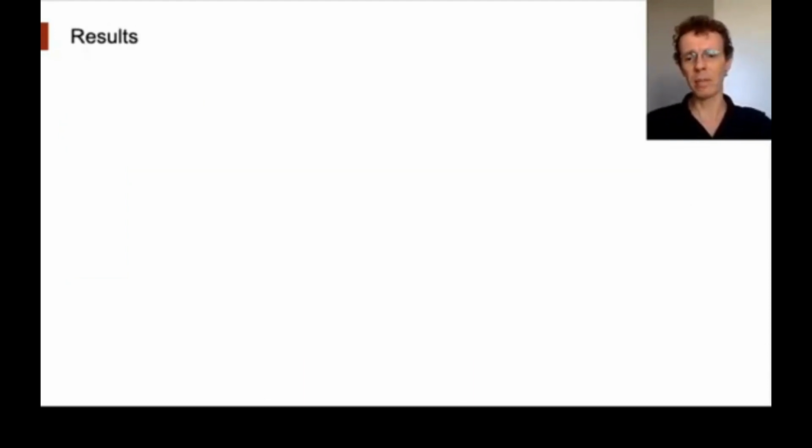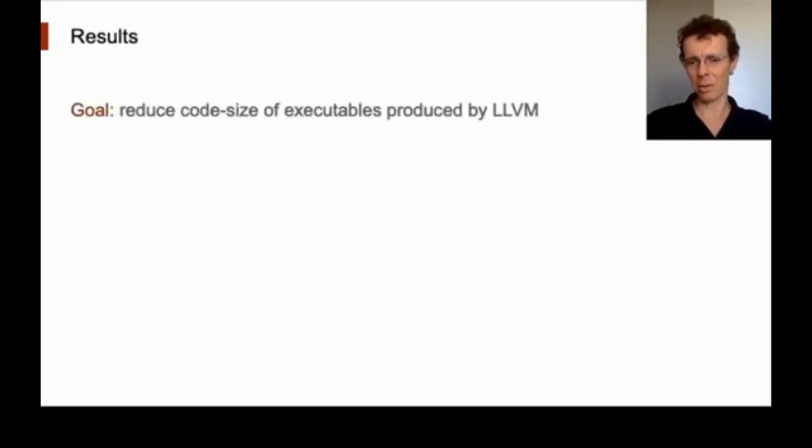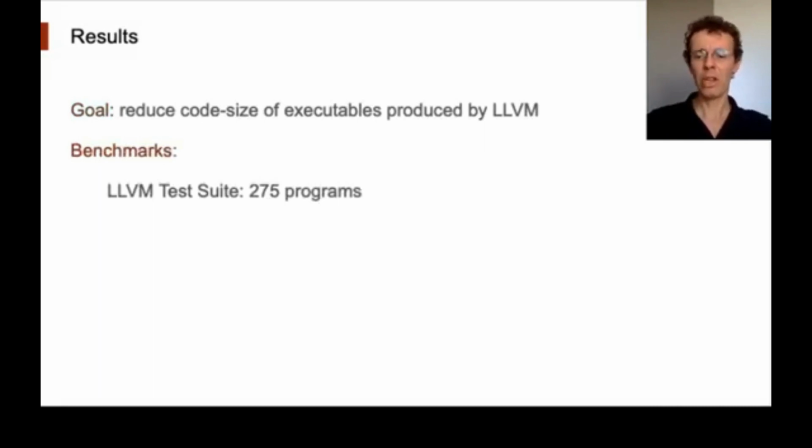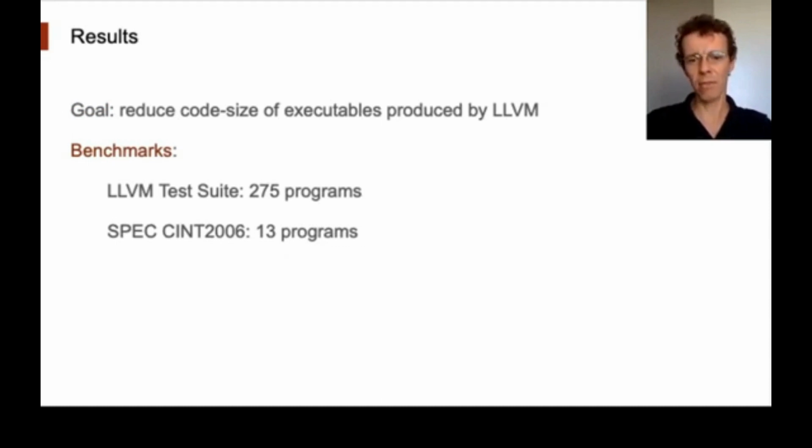We have used the optimization cache to train echoes. Let me show you some results. The goal of this experiment will be to reduce the code size of the executable programs that LLVM generates. As benchmarks, we use the LLVM test suite, which contains 275 programs plus 13 programs taken from SPEC CPU CINT. We got programs from CPU 2006 actually.